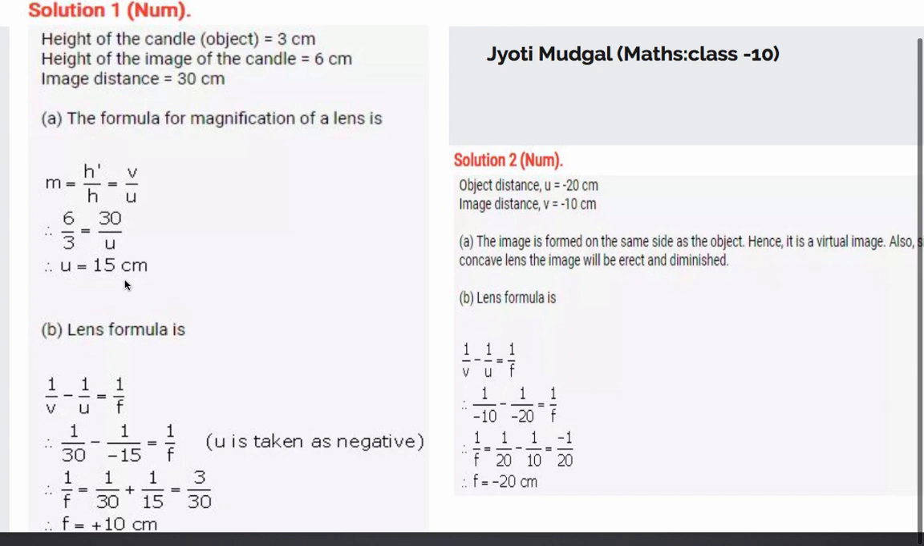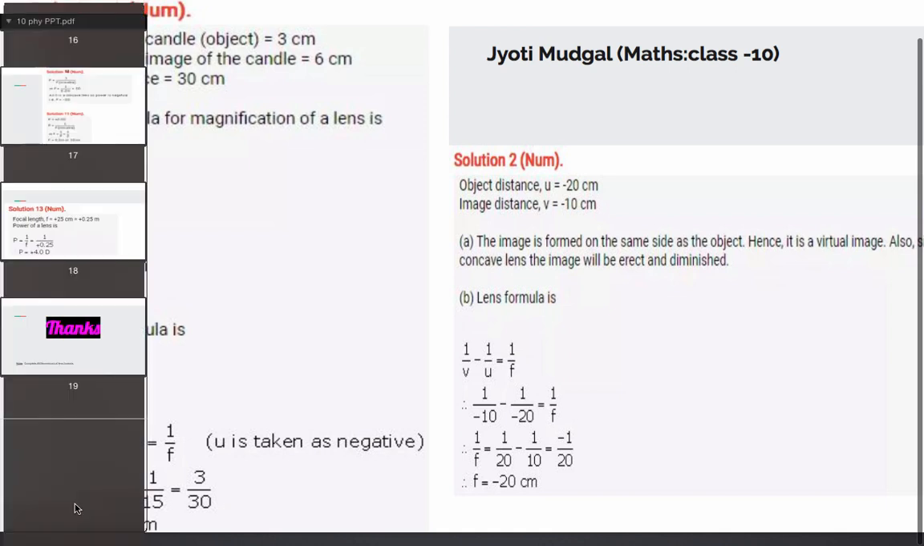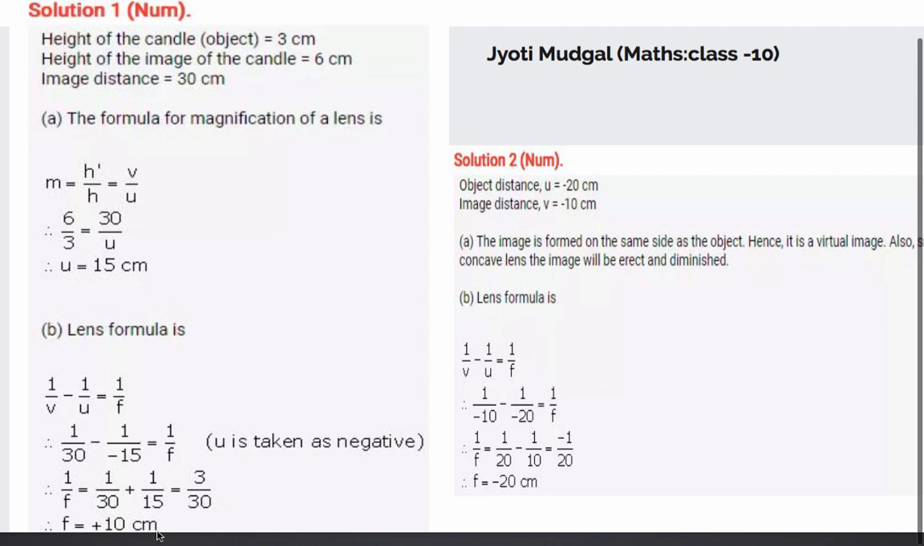Now once I know u, and v is 30 centimeter, can I find out f? Which formula? Yes, it has to be the lens formula: 1 upon f equals 1 by v minus 1 by u. Now be very clear, students, we are talking about a convex lens, and for a convex lens the sign conventions are to be taken care of. For a convex lens, the focal length is positive. So that we will get at the end, but before that, let's substitute the values.